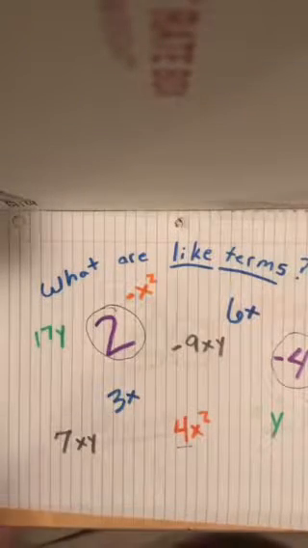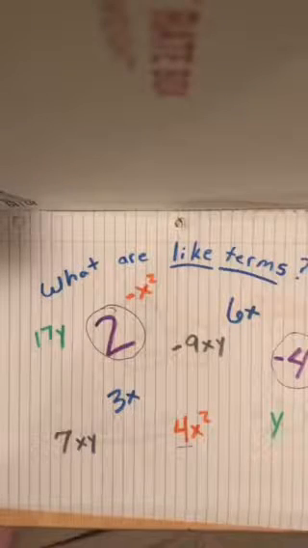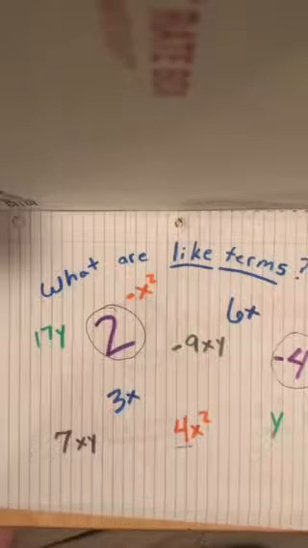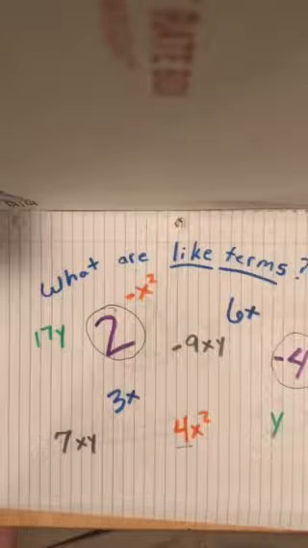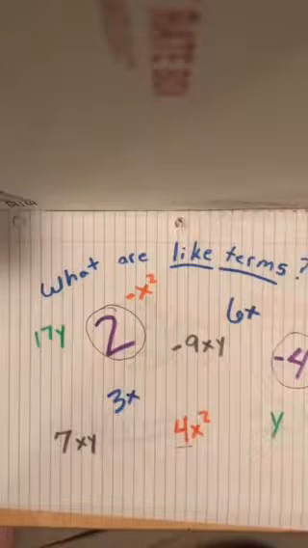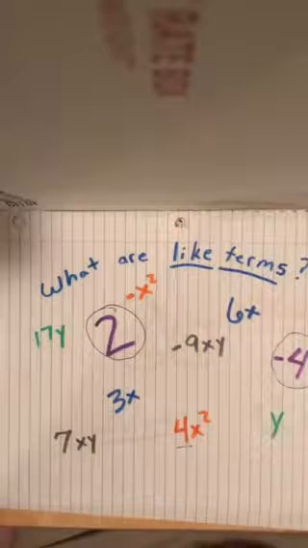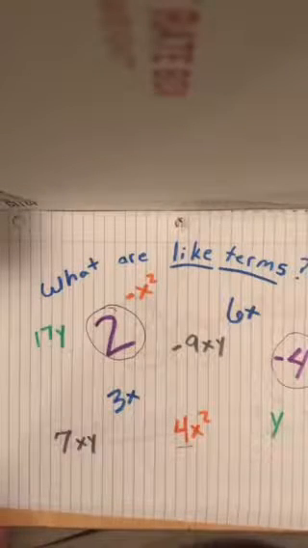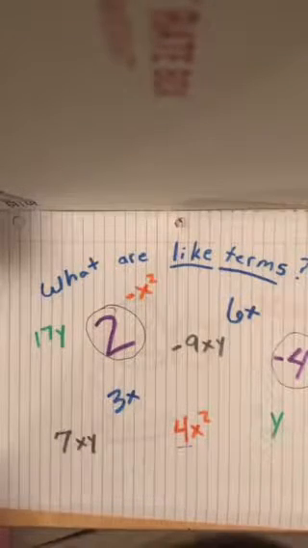Both are without a variable. We can see that without a variable, those two terms are alike, and we can add 2 to negative 4, or we can subtract 4 from 2, which will give us negative 2.